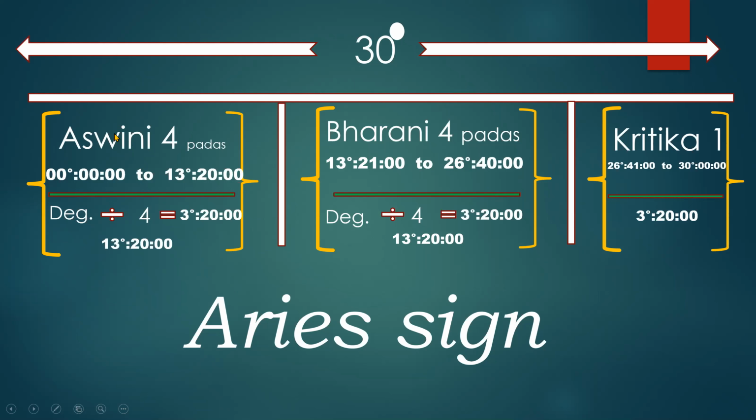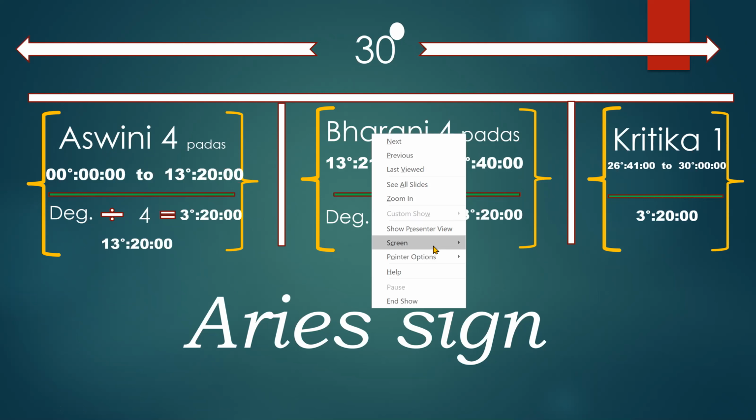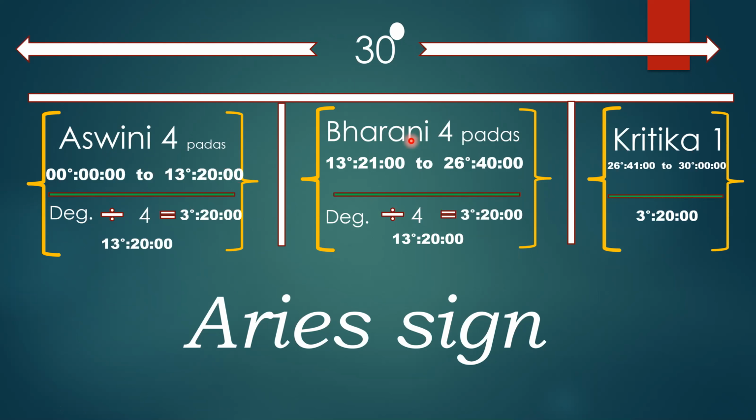We always start from the Aries sign. The nakshatras start from the Aries sign. The name of the nakshatra written here is Ashwini, Bharani is the second. The first nakshatra is Ashwini, the second nakshatra is Bharani, and the third one is Kritika.